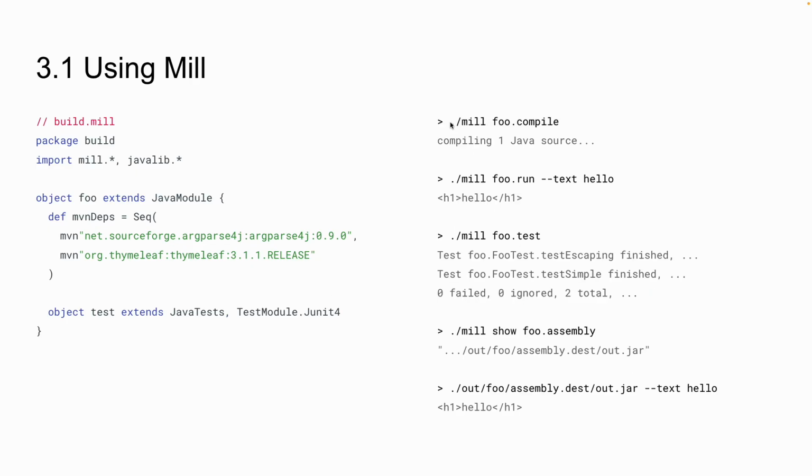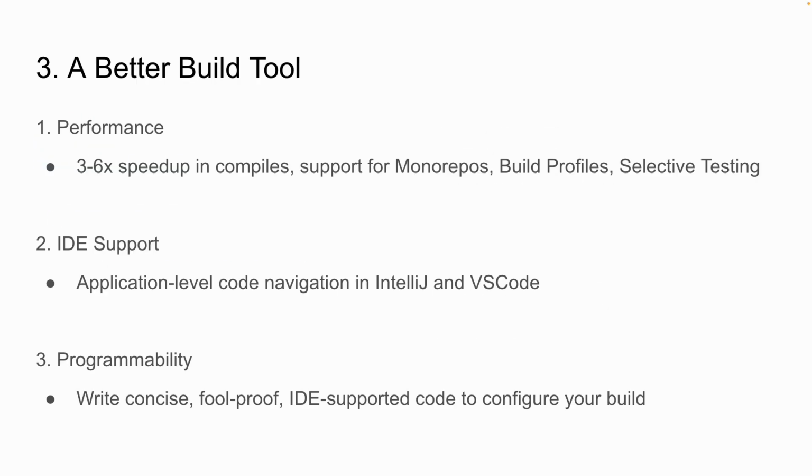Mill from the command line lets you use a ./mill script typically. This is similar to ./mvnw or ./gradlew. So if you say ./mill foo.compile, foo.run, see this is a foo module, so it's foo.compile, foo.run, foo.test, foo.assembly, you can use show to show the output path and run the assembly later. All standard build tool things. So I think where Mill is interesting is where it goes beyond the standard build tool things, and that's what I'll talk about next. So the areas of performance, the areas of IDE support, and the areas of programmability.